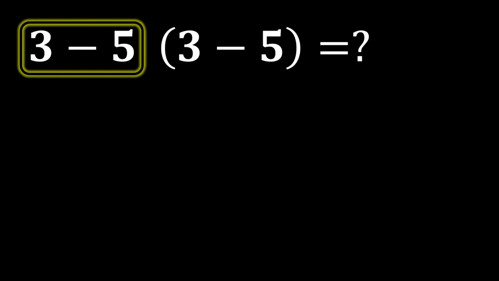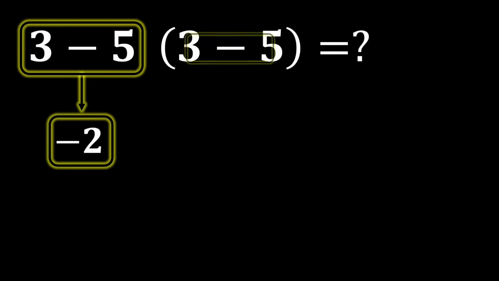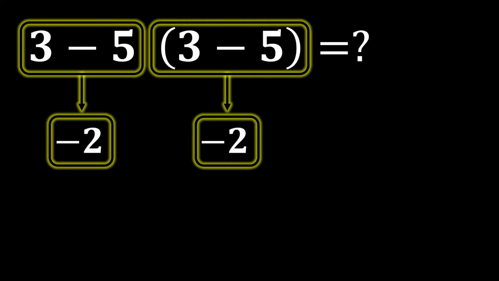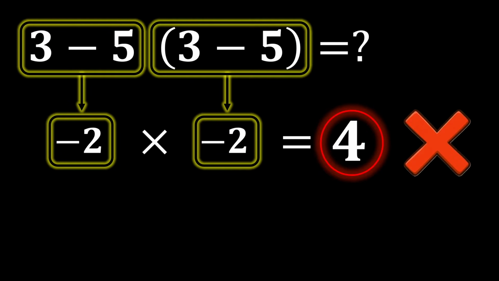Some people may first subtract 5 from 3, which gives -2. Then, inside the parentheses, they subtract 2 from 3, which again gives -2. Finally, they multiply -2 by -2 and reach the final answer of 4. However, this answer is not correct, because we did not follow one of the most important rules in mathematics.